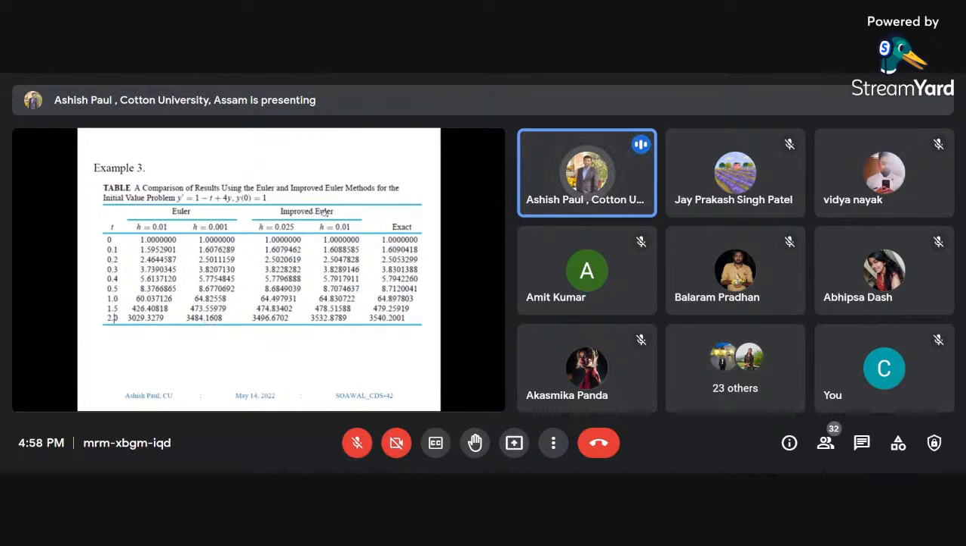But when we use the improved Euler method, at h equal to 0.01, this particular result is more accurate than that of this result. You can observe it is 3484 and it is 3532, and the exact result is 3540. So this result is much more accurate than that of this result. But if you see the value of h here, we have taken 0.001, but here we have taken h equal to 0.1.